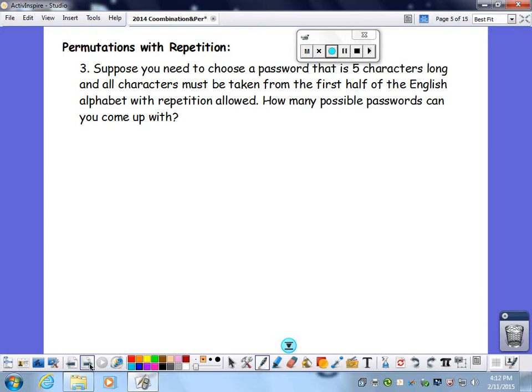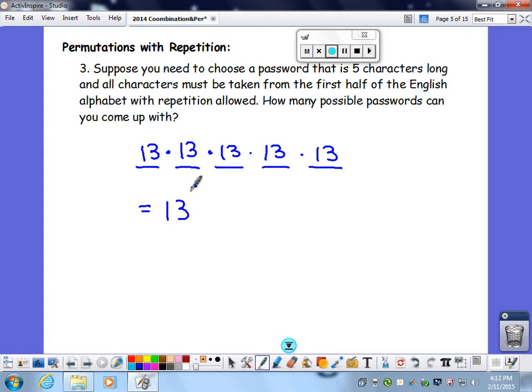Alright, we've got 5 characters. So 1, 2, 3, 4, 5 characters. How many choices do you have for that first character? Alright, we want half of the alphabet. So that means we got 26 divided by 2, so there's 13 choices. Since we can do repetition, I don't have to count down. I'm still going to have 13 choices for each one, because I can repeat my letters if I want to. So another way of writing this is 13 to the 5th power. Alright, do that arithmetic. So that means we have 371,293 passwords possible.